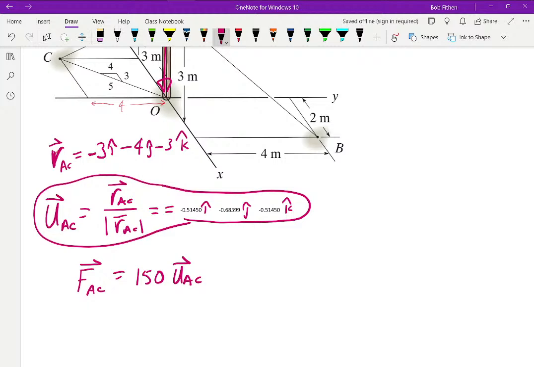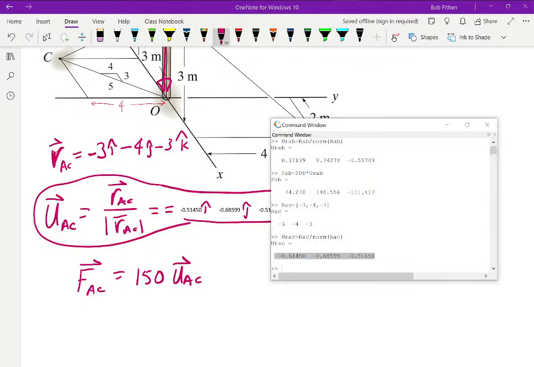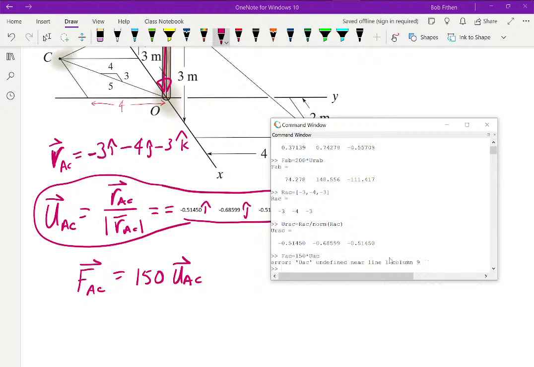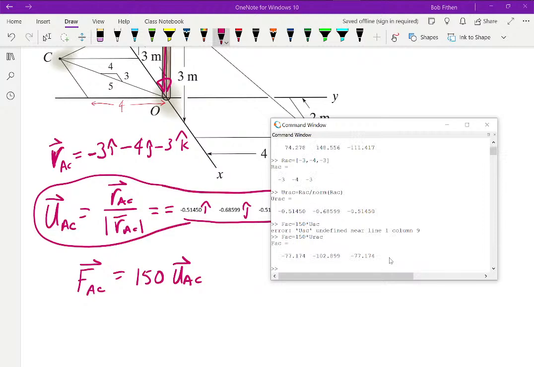So, go back to this. F_AC. It was 150. He told me that was the size of it. 150 times U_AC. This should have been an R. U_R is in the direction of R_AC.